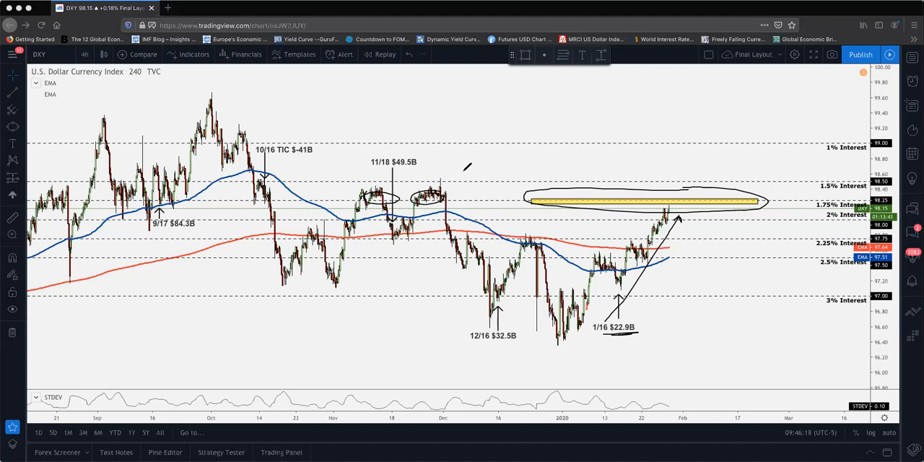So I just wanted to make a quick little video to give you guys insight on how you can track the DXY. Tick data is very important to use on the dollar, and tracking the movements of dollars through interest rates and other macro drivers.